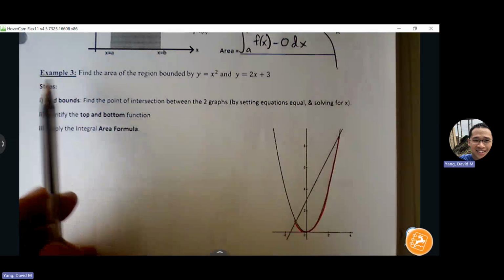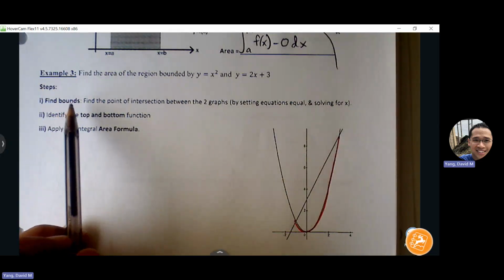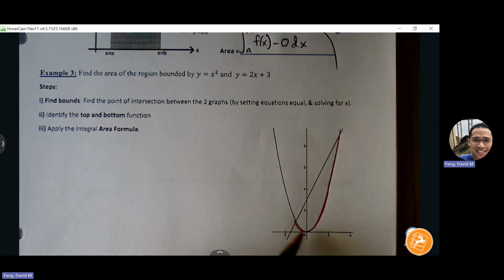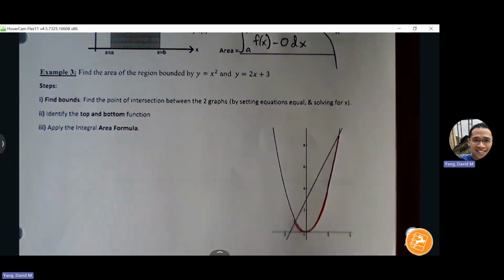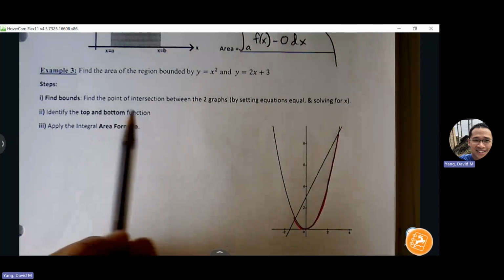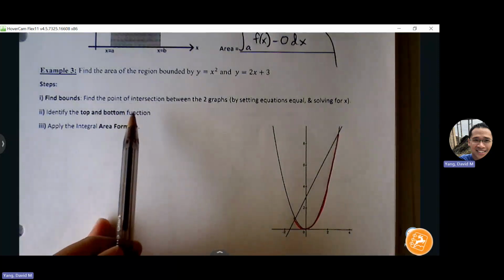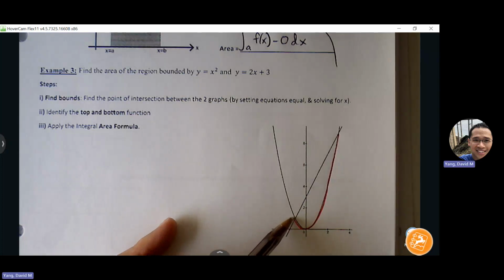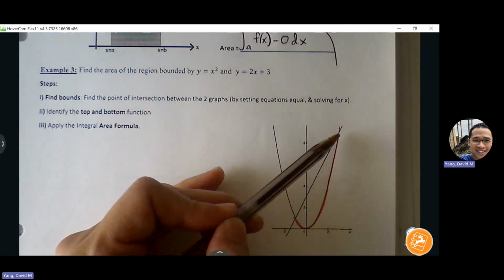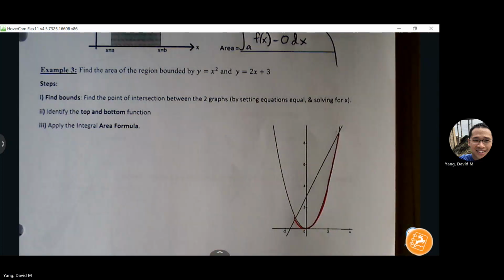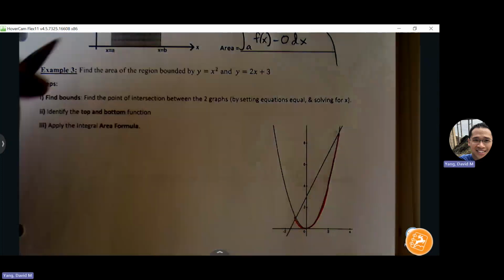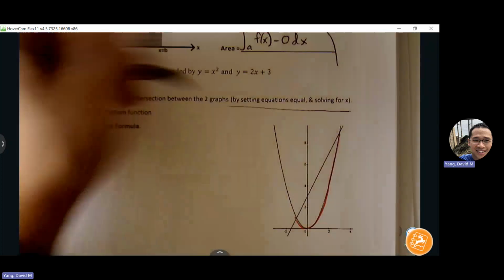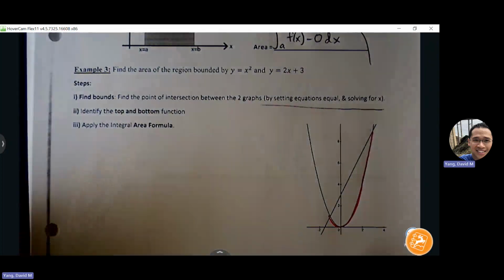So first thing we do is we want to find the bounds. We want to find the x and y bounds here. They're not given to us explicitly, so we have to work it out by hand. The way we find those bounds, in this case, is we find the points of intersection. If we find the points of intersection, then this will be the left bound, and the right bound is going to be where they intersect again. So the way you find the points of intersection is we set the equations equal to each other and solve for x.